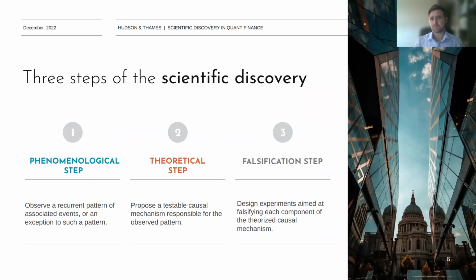Okay. So then we get to the three steps of the scientific discovery process. The first one is quite a big word, the phenomenological step, right? That's where you observe a recurrent pattern of associated events or an exception to such a pattern. This step basically entails just observing the phenomenon, and you don't make any conclusions or broader theory around it yet. Then you get to the theoretical step.